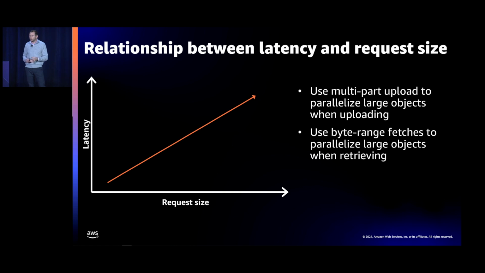So for example, if you're uploading a large object to S3, you should use S3's multi-part upload to upload the object in parts in parallel across multiple connections. Alternatively, if you're downloading a large object, you should use byte range fetches in parallel over multiple connections. The SDKs will actually do this work for you automatically. But if you're choosing to build the logic yourself, we typically recommend anywhere from 8 to 16 megabyte request sizes.